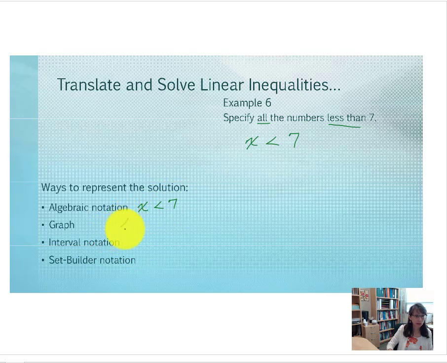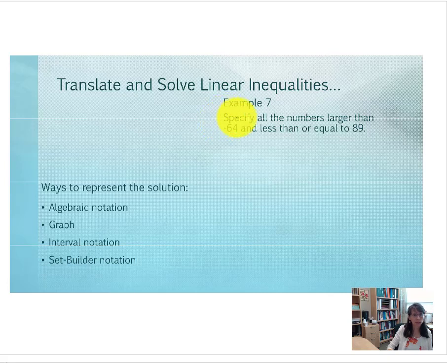The graph of x is less than 7 is our number line. Choose a spot, call it 7. Less than is shading to the left, and a parenthesis is used. So the graph is complete. I'm now describing that shaded interval with negative infinity all the way up to 7, but not including, so that's a parenthesis. Set builder notation is the set of x such that x is less than 7.